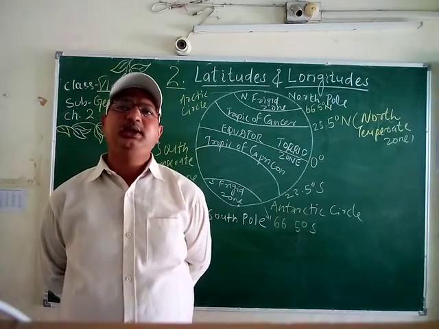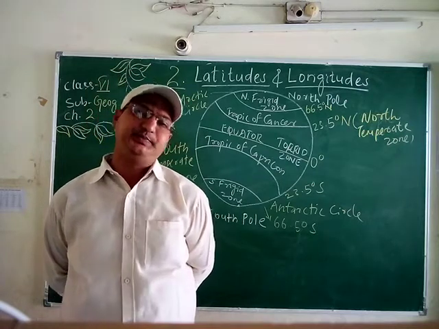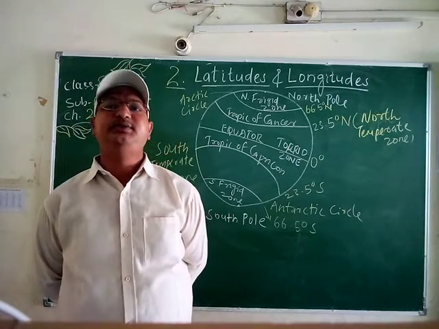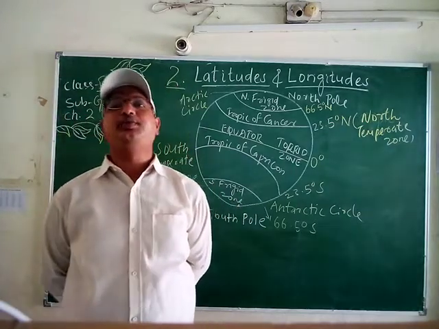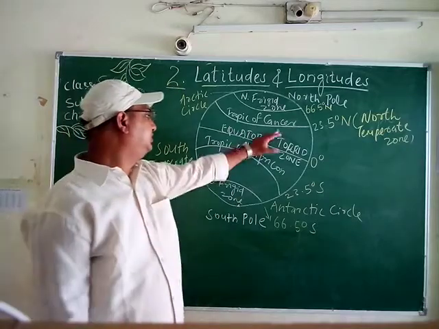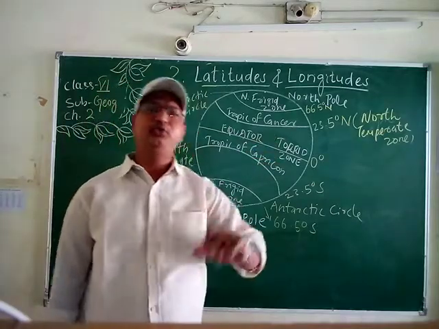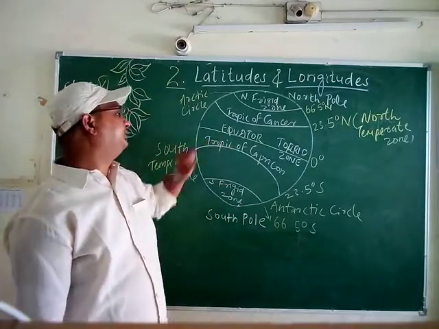So each degree of latitude is further divided into 60 minutes and each minute is divided into 60 seconds. Students, the region between the tropics is referred to as the tropical or torrid zone. Students, this is the torrid zone. It is hot throughout the year because the sun's rays fall directly here.